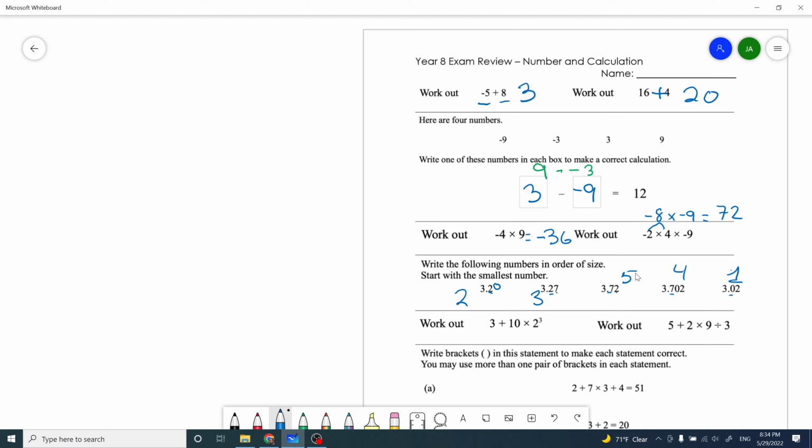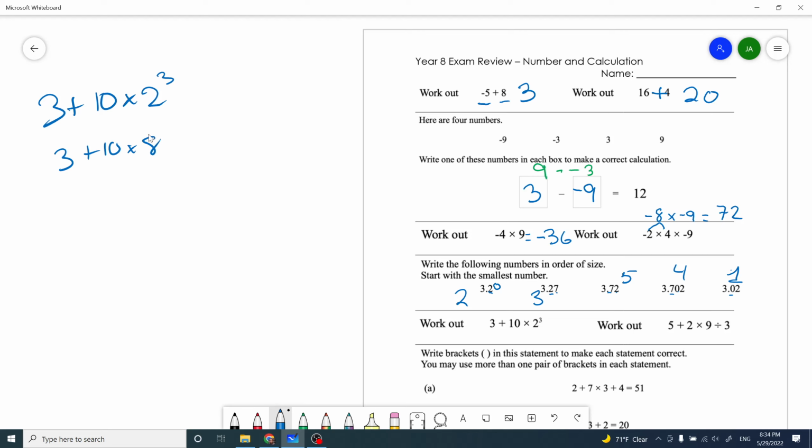All right. So now, moving on, we've got some BIDMAS to work out. Let's go and write this over off to the side. So we have 3 plus 10 times 2 cubed. According to BIDMAS, there are the B, there's no brackets. I, we have indices, right? The exponents. So we'll solve that first. So 2 cubed is going to give us 2 times 2 times 2, which is 8.